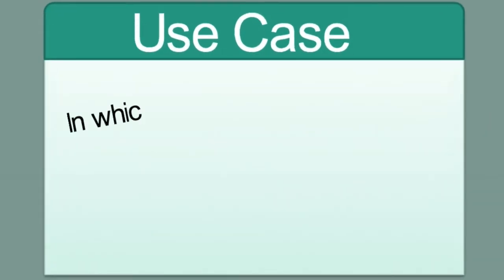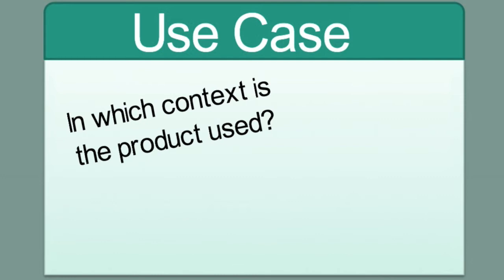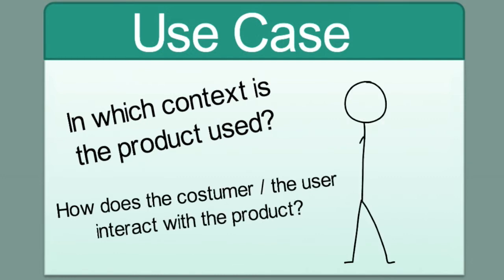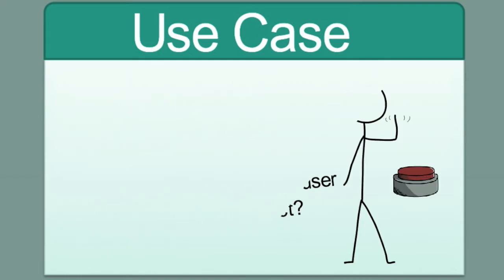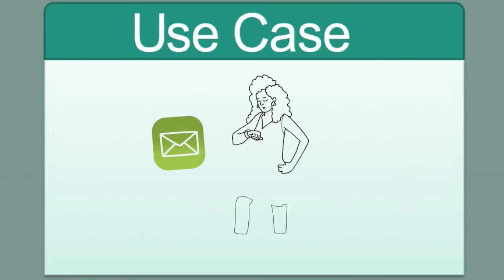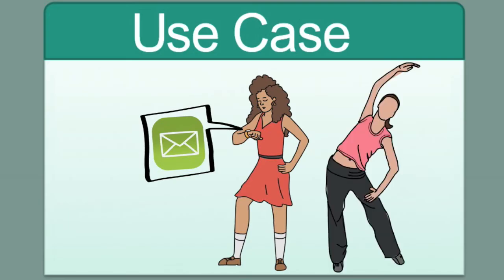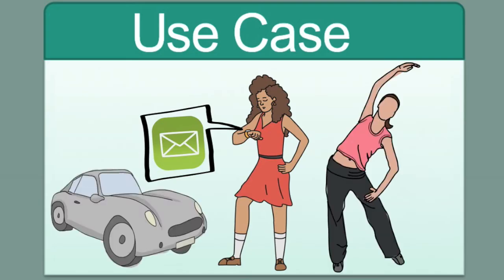The use case refers to the context in which the product is used or to the specific situation in which the customer or user interacts with the product. The Apple Watch can be worn in everyday situations. Whenever you get a message, you can read it by just looking at your wrist without taking something out of your hand. That's why it's extremely useful while doing sports or driving a car.